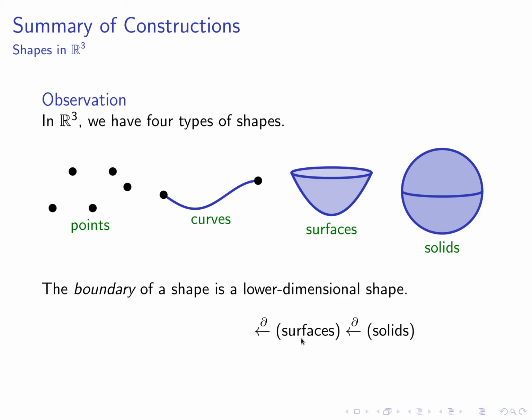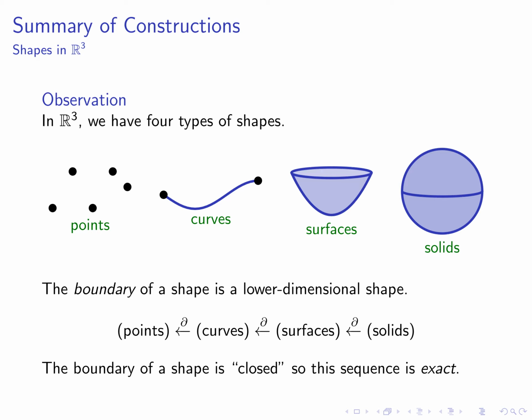And let's say we took some ordinary surface and took its boundary. Well, the boundary of a surface is a curve. And then what is the boundary of a curve? Well, curves connect points, so the boundary of a curve would be points. So these 4 fundamental types of shapes are related to one another via boundaries. And the idea is that when we take the boundary of a shape, we produce a new shape with a lower dimension.